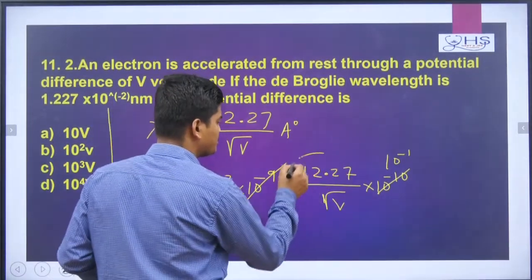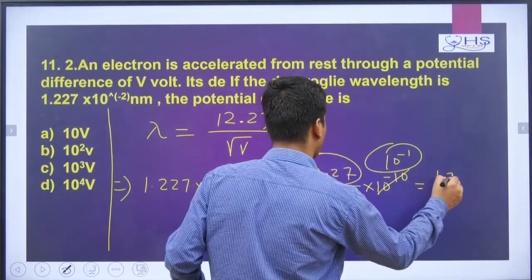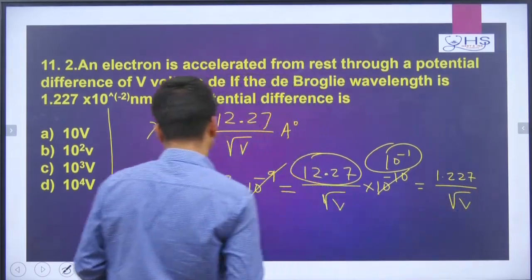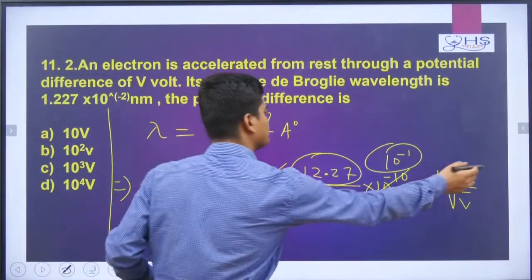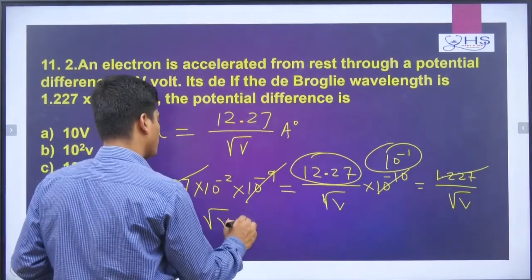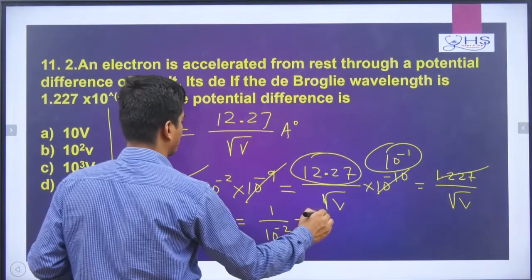Multiplying these values gives 1.227 divided by root V, so easily you can cancel this with this. Then I can write root V equal to 1 by 10^-2, which is 100, or 10^2.